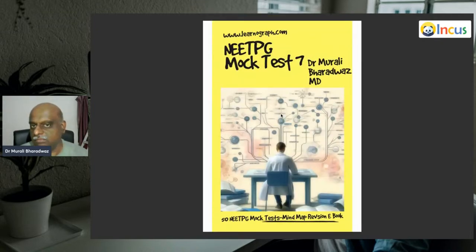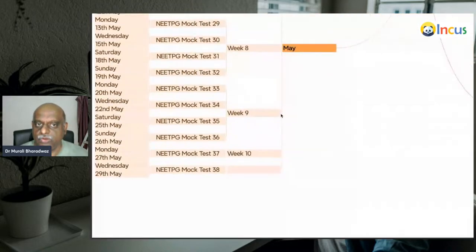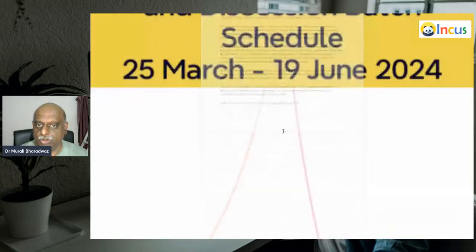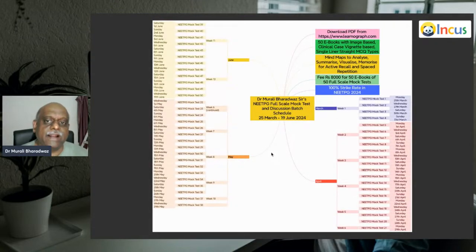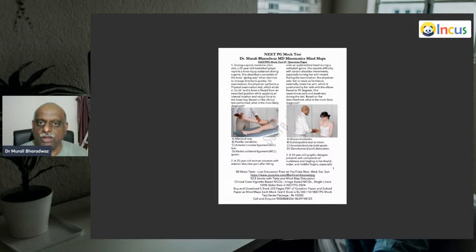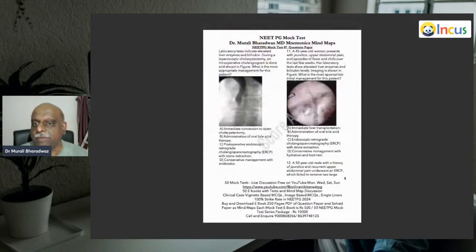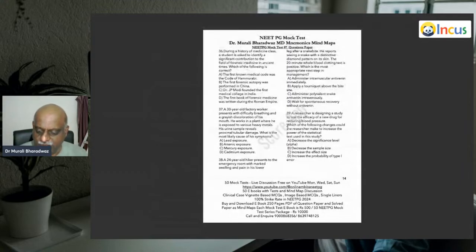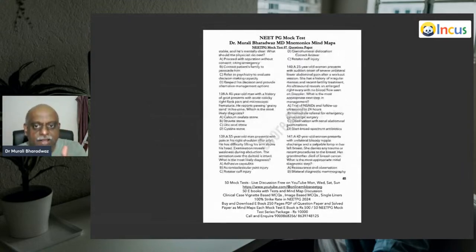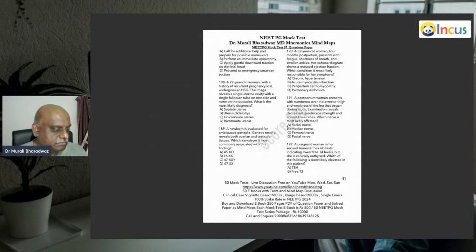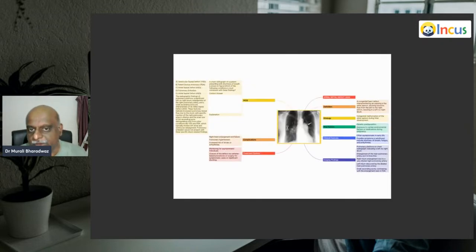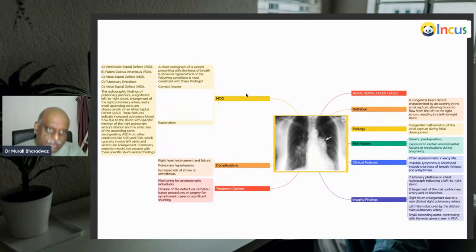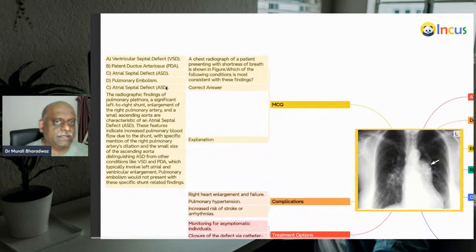So, once you download the ebook, you have the schedule of the program. You have the full schedule of 50 grand tests. And then you have the question paper. So try to solve this paper just like in a real exam hall. Keep a timer and try to solve it, and then join the discussion. After the question paper, you have the mind maps.